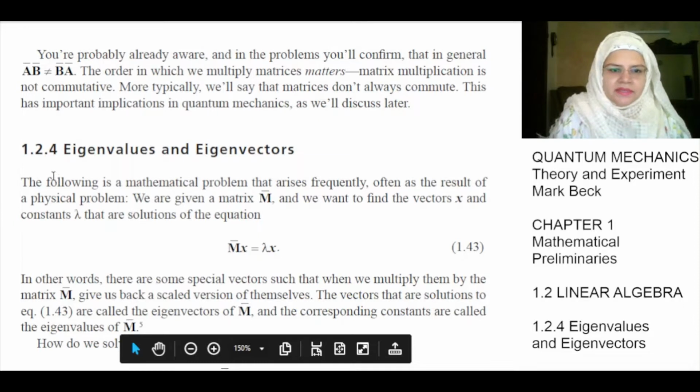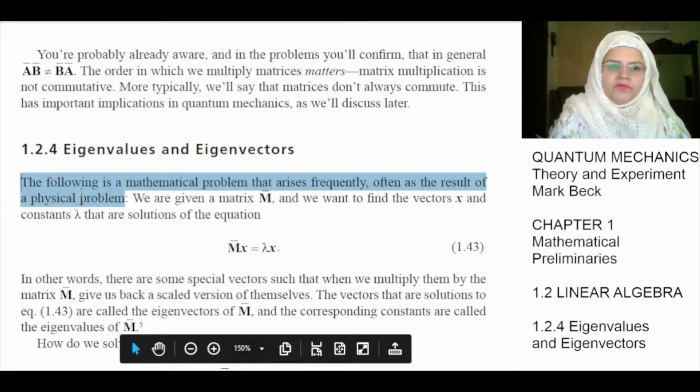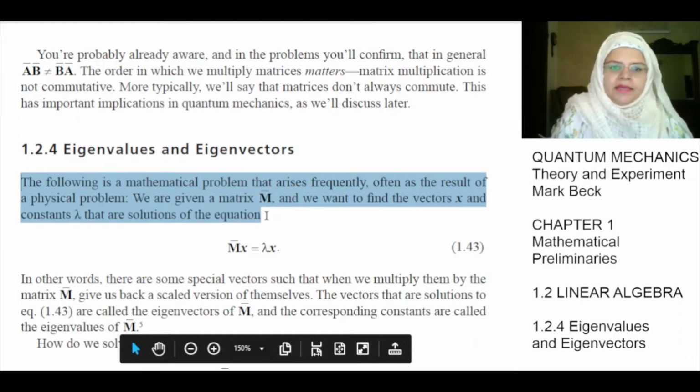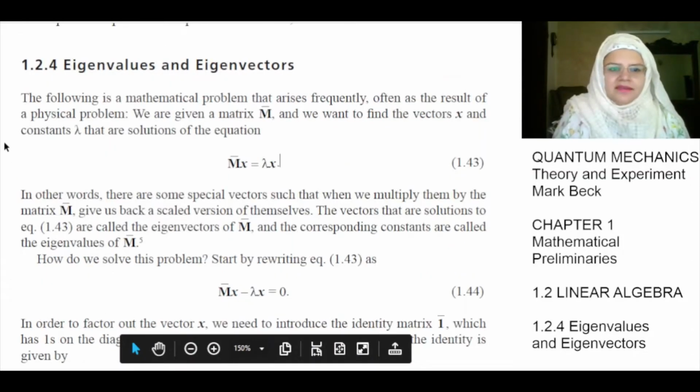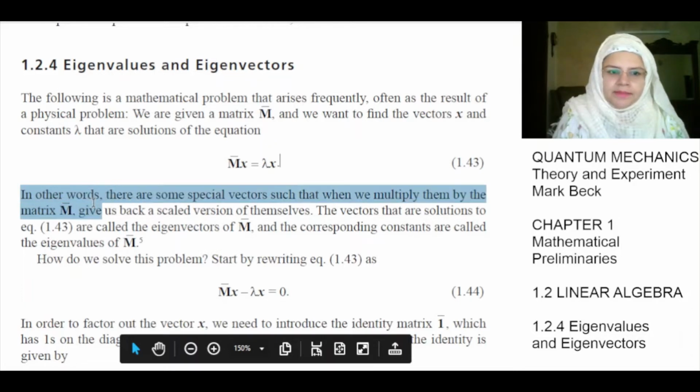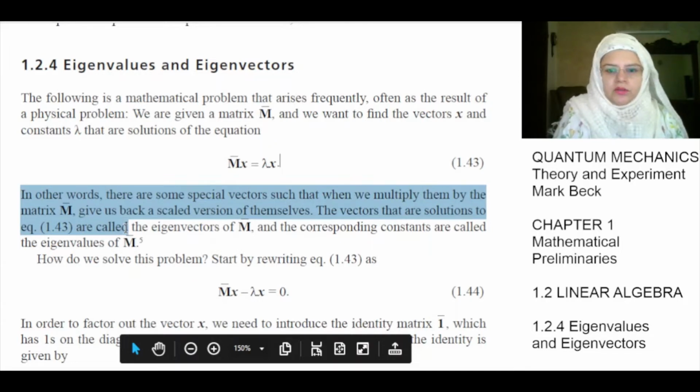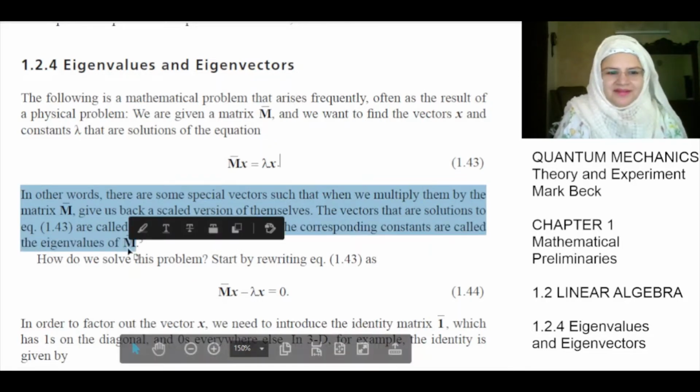The following is a mathematical problem that arises frequently, often as a result of a physical problem. We are given a matrix M bar and we want to find vector x and constants lambda that are solutions of the equation M bar x is equal to lambda x. In other words, there are some special vectors that when we multiply them by the matrix M bar give us back a scaled version of themselves. The vectors that are solutions to equation 1.43 are called eigenvectors of M bar and the corresponding constants are called eigenvalues of M bar.